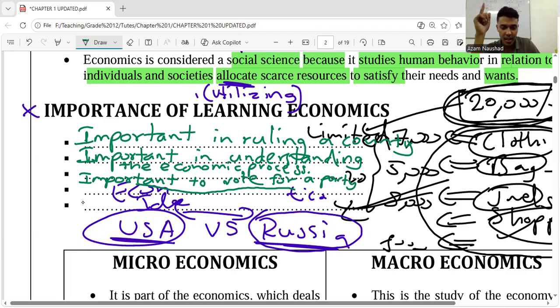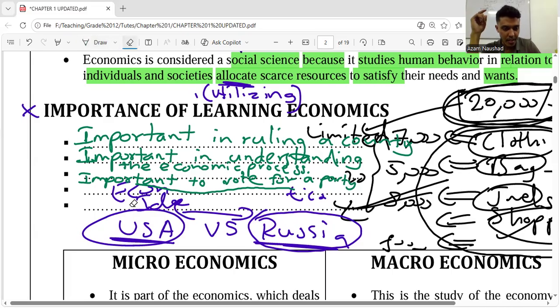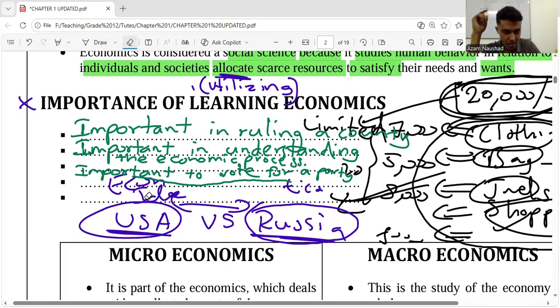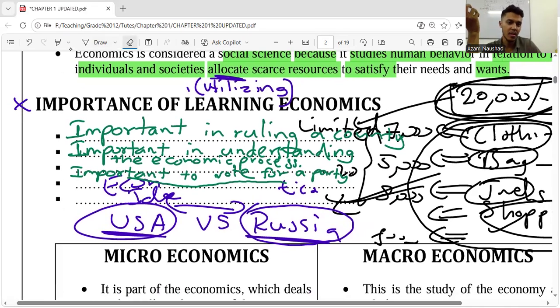And then write down another one. We don't have enough space, right? This is not erasing, I don't know the reason. Write down: important in getting a job.